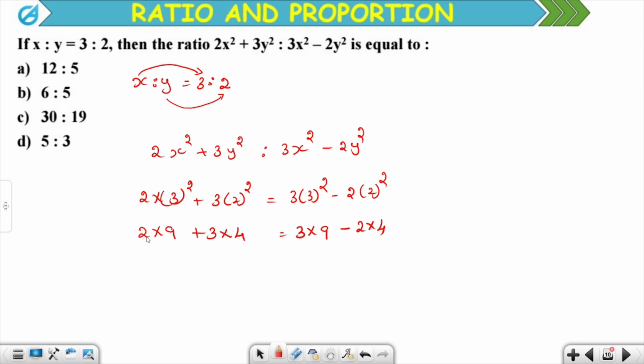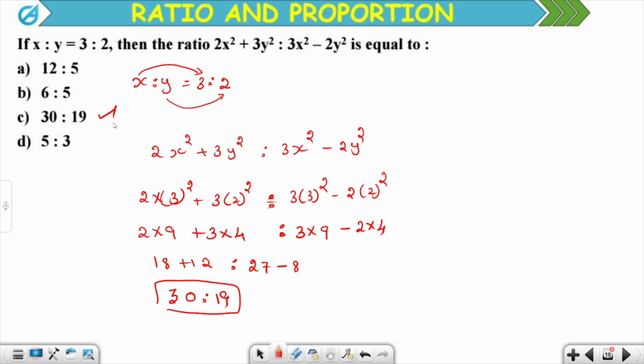So now 9 twos are 18, 4 threes are 12. Okay, 9 threes are 27 minus 4 twos are 8. So here you'll be getting 30 and here you will be getting 19. So what is the ratio of 2x square plus 3y square is to 3x square minus 2y square? It is nothing but 30 is to 19.